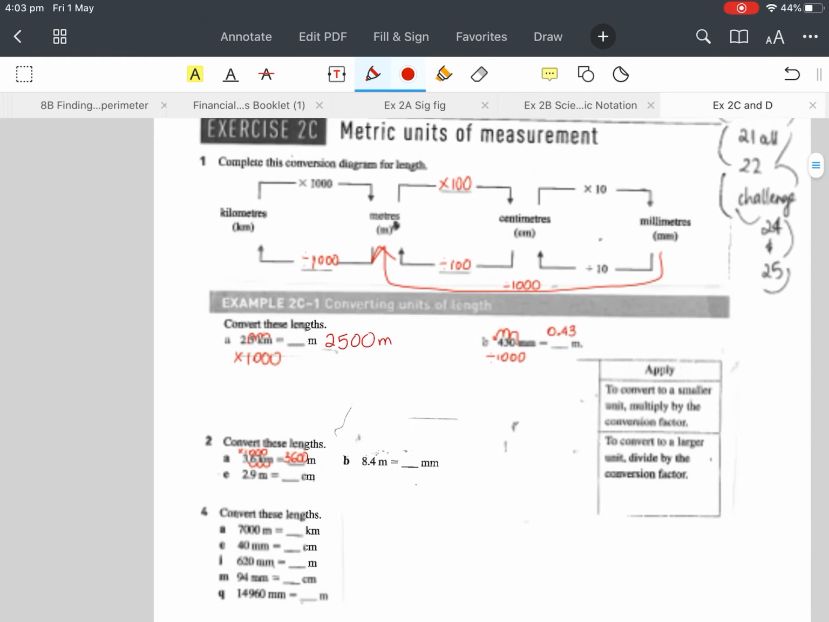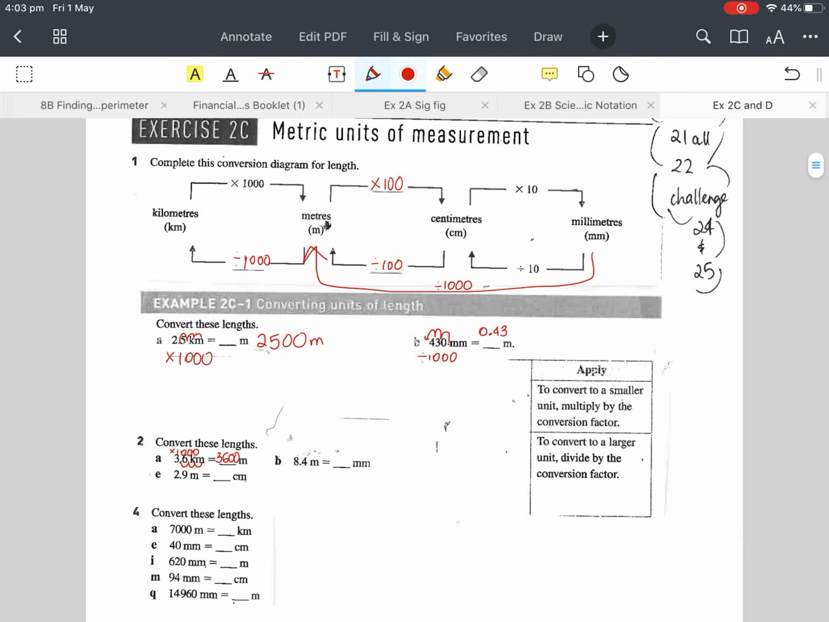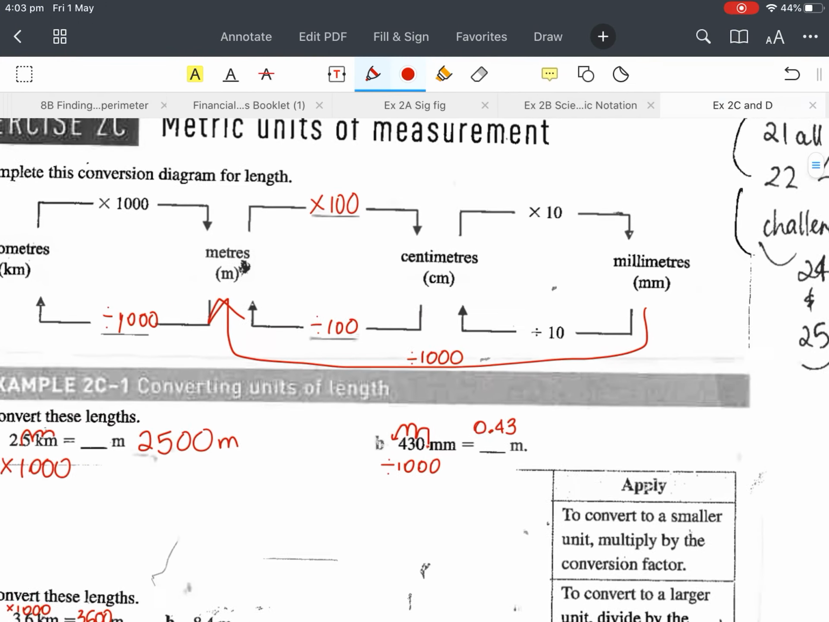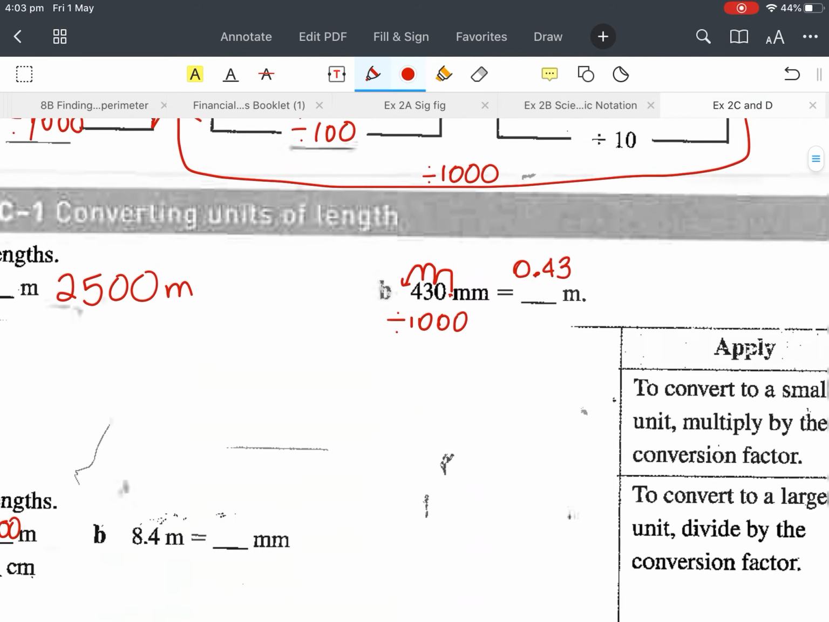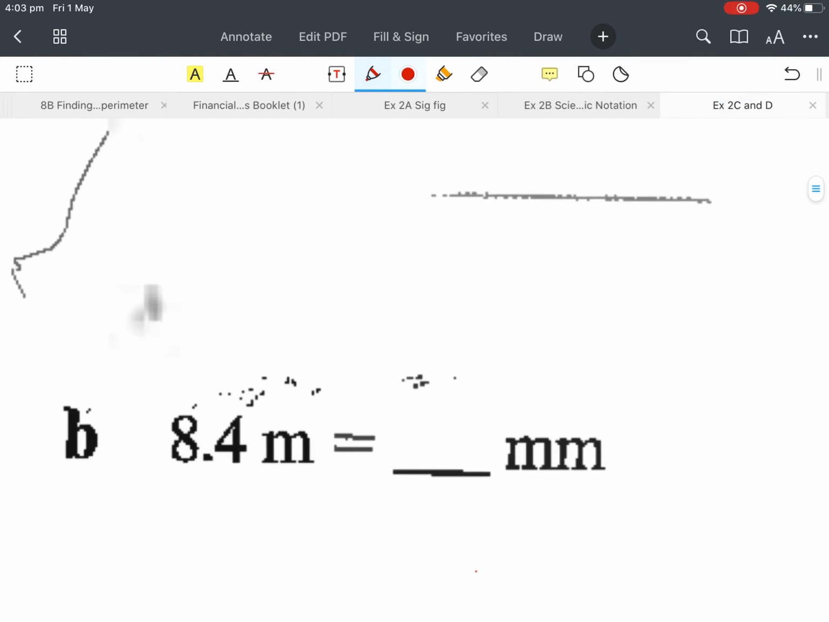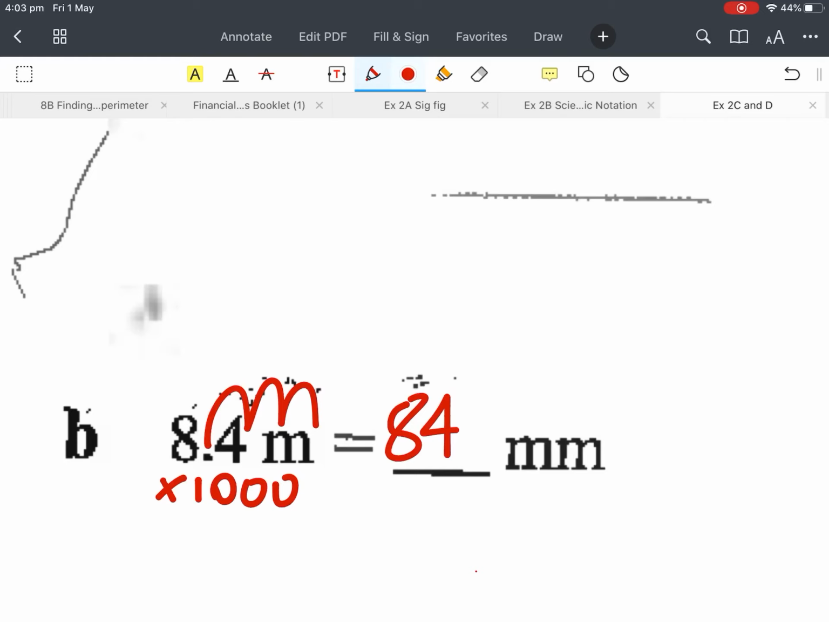Over here, metres to millimetres. If you're not sure, go back to your diagram. Metres to millimetres, again, you're doing 2 jumps, so if you want, you can times by 1,000. Okay, so times that by 1,000 down here, and jump at 1, 2, 3. So we get 8, 4, and then 0, 0.